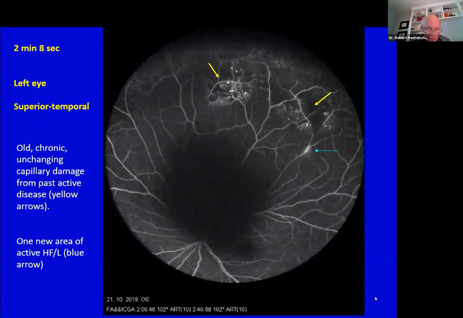For example, all of her serial FA studies over this past 5 years have shown the same capillary damage, unchanging, in the superior far retinal periphery of the left eye. On this study, she also happened to have a new area of active hyperfluorescence and leakage. So this FA shows both old inactive disease and a small area of new active disease.